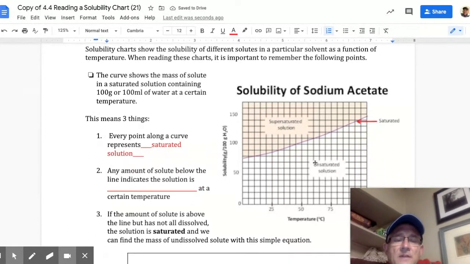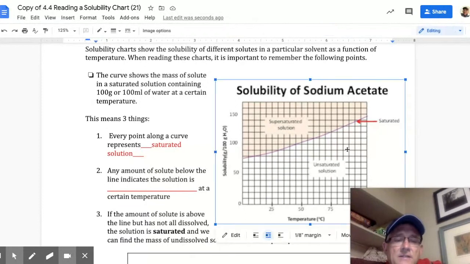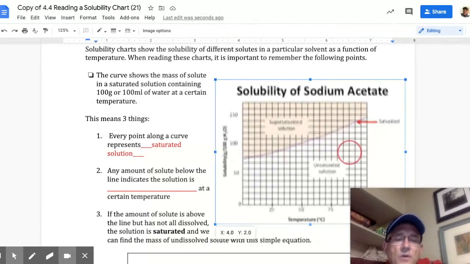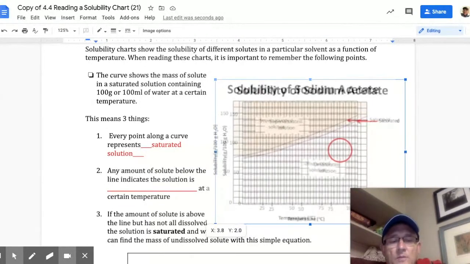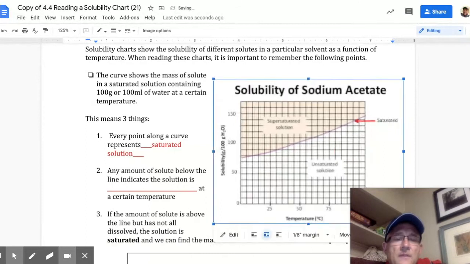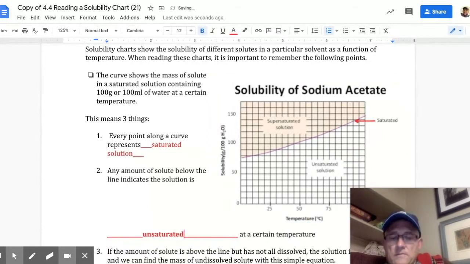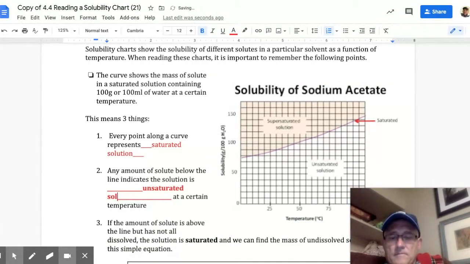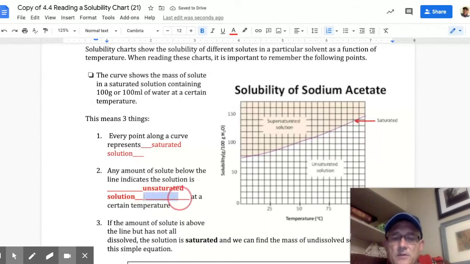Second of all, sometimes we might have situations where we are trying to dissolve less. So we might be here at this point of the curve, at say 80 degrees Celsius, and we might be trying to dissolve about 90 grams. But that's less, and because that's less, that means I have an unsaturated solution at whatever that particular temperature is.